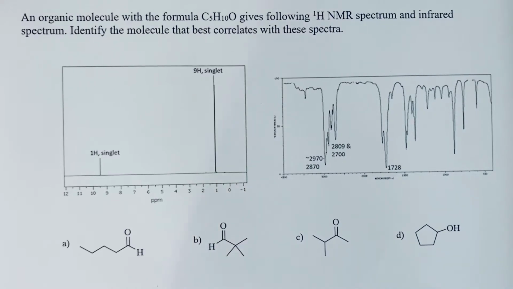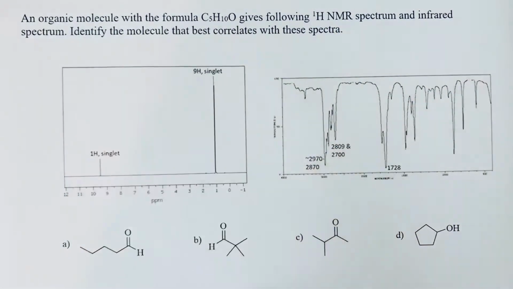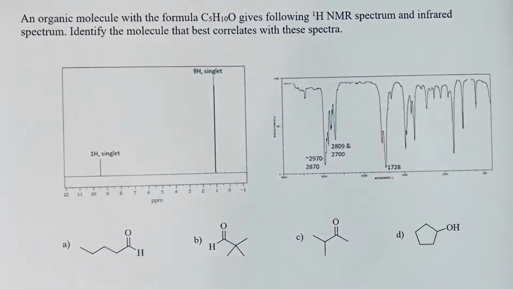An organic molecule with the formula C5H10O gives the following proton NMR spectrum and infrared spectrum. Identify the molecule that best correlates with these spectra. So we have two different spectra, and we have four possible molecules that all have the same molecular formula.